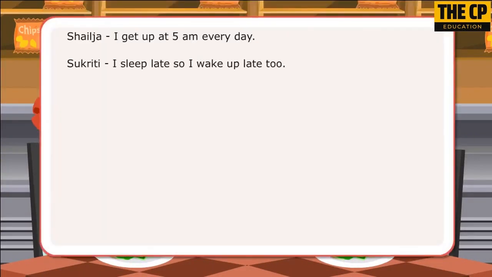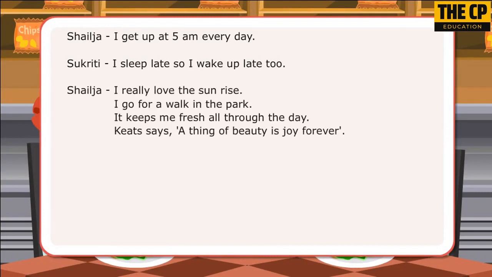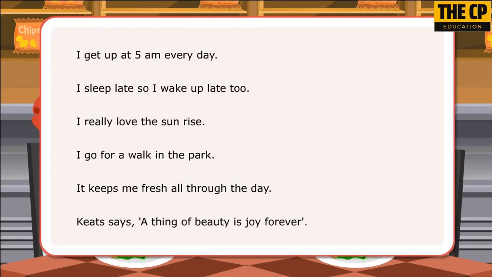In the dialogues, the girls have used simple present tense to describe a habit, what generally happens, and to introduce a quotation. Here are examples of sentences with verbs in simple present tense. I get up at 5 a.m. every day. I sleep late, so I wake up late too. I really love the sunrise. I go for a walk in the park. It keeps me fresh all through the day. Keats says, A thing of beauty is joy forever.